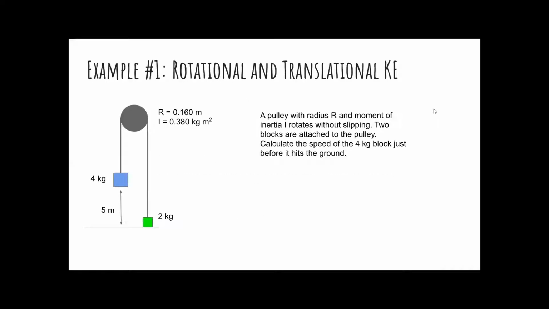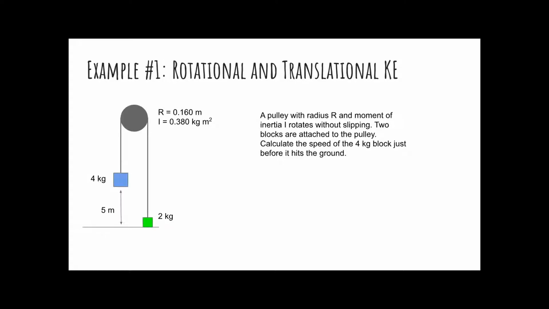For example 1, we have a pulley with a radius r of 0.16 meters. It has a moment of inertia I of 0.380 kilograms per meter squared. And it rotates without slipping, so we know that there is no energy lost due to that. And there are 2 blocks attached to the pulley. We have a 4 kilogram block and a 2 kilogram block.